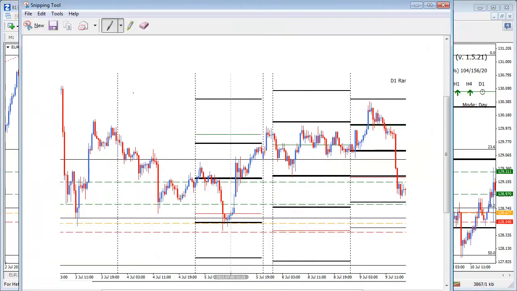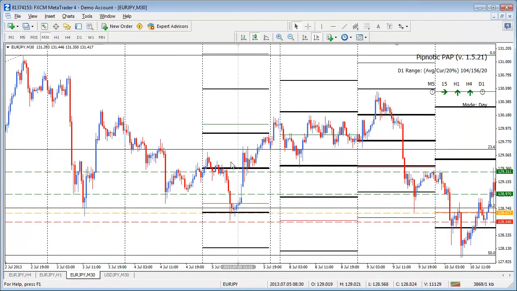That's it for this trade example. This was the Euro Japanese Yen on the 5th of July 2013. Thanks for watching.